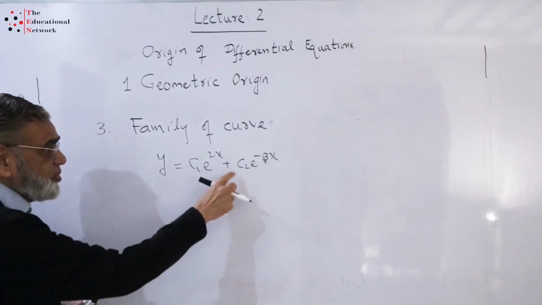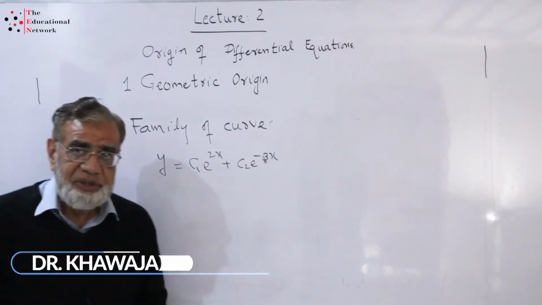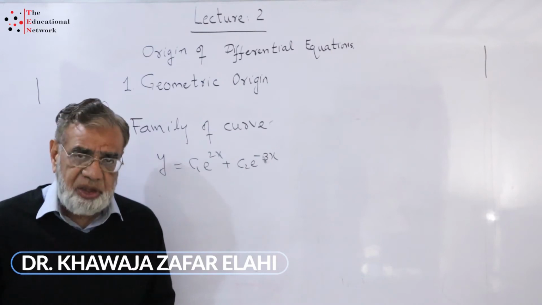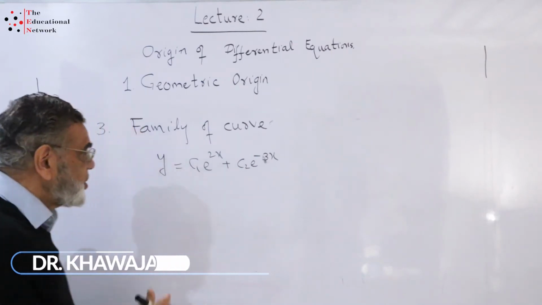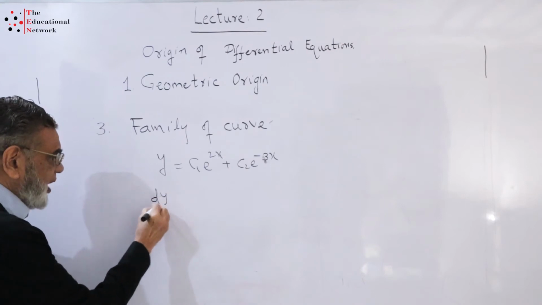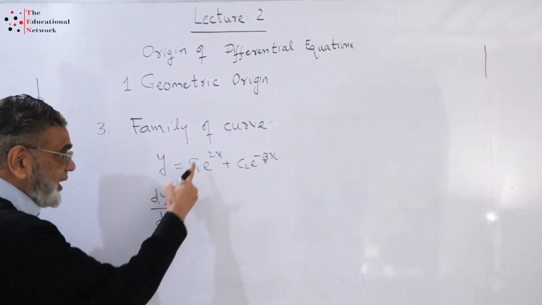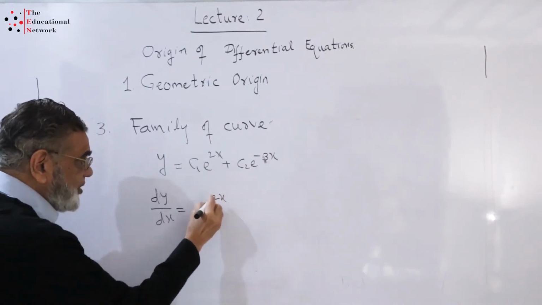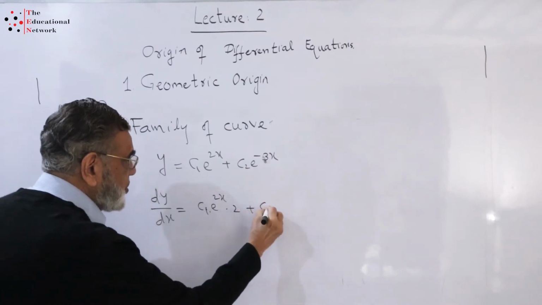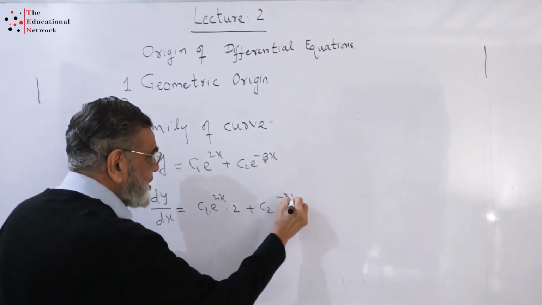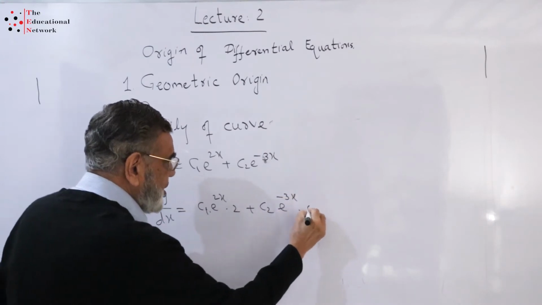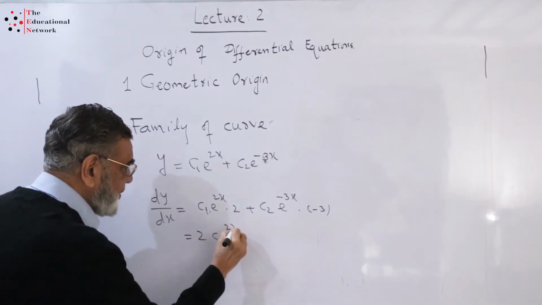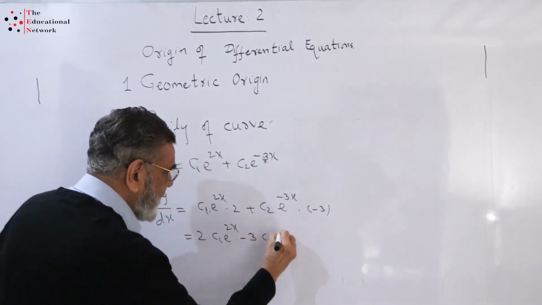So how many constants do we have? We have two constants. This means we will get a differential equation of order 2. One constant, we get a differential equation of order 1. Two constants, we get a differential equation of order 2. So I take the first derivative. I get dy by dx equal to c1 e to power 2x, and then derivative of 2x is 2, plus c2 e to power minus 3x, and then derivative of minus 3x is minus 3. I rewrite this: 2c1 e to power 2x minus 3c2 e to power minus 3x.